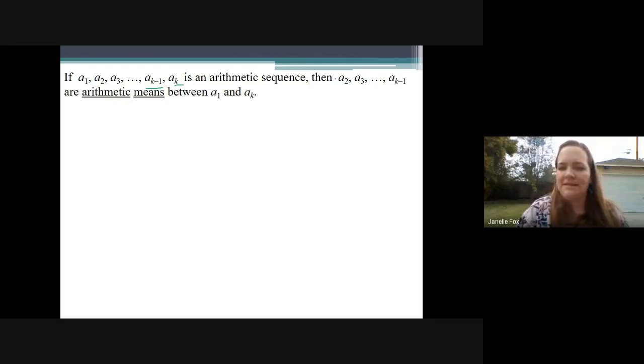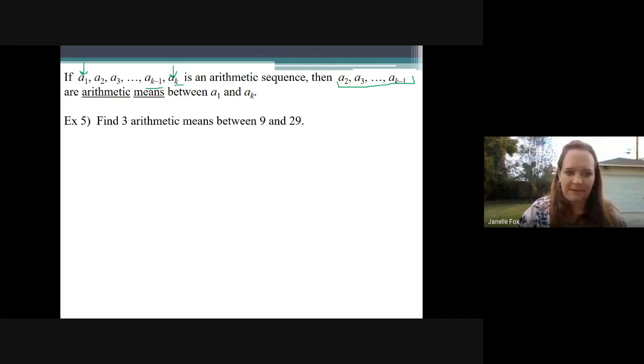What that means is that if they gave you the first term right here, and then they gave you the last term right here, you should be able to fill in all of the middle terms as long as you know how many of them there are between the first and the last term, okay? We're going to do an example with this one. All of those terms in between are called the arithmetic means.